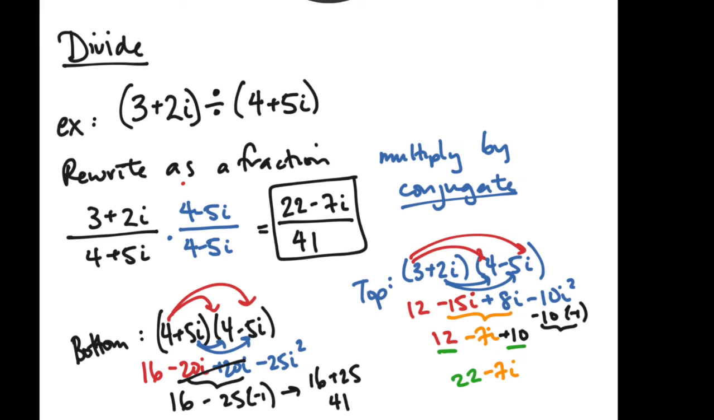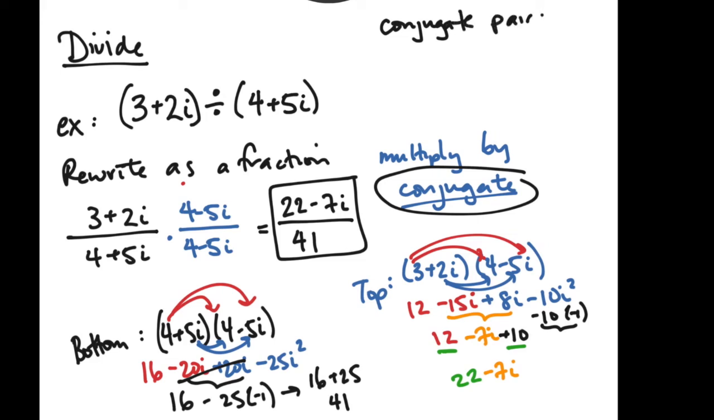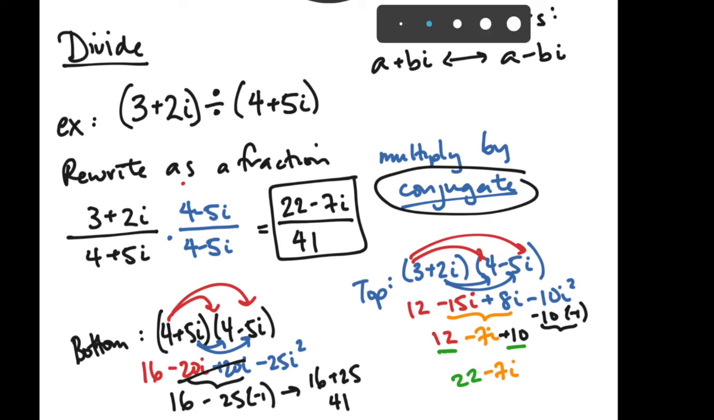Seems very complicated, but the more you do these, the faster it will get. Again, multiply by the conjugate. So if we have fractions, we want to use conjugate pairs, which basically is a plus bi. Then its pair would be a minus bi. So again, the only difference is just the signs in the middle.